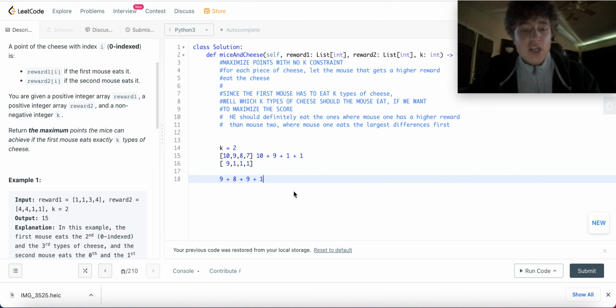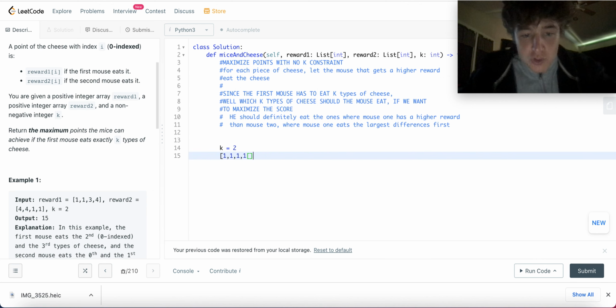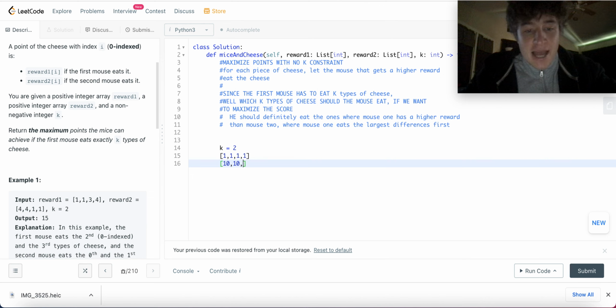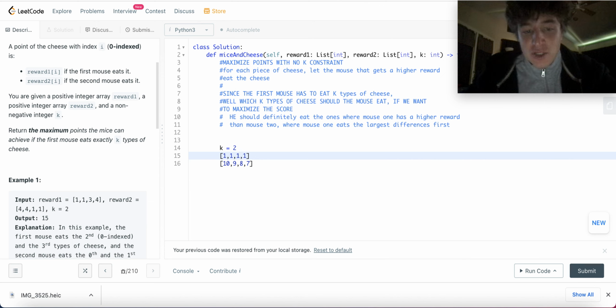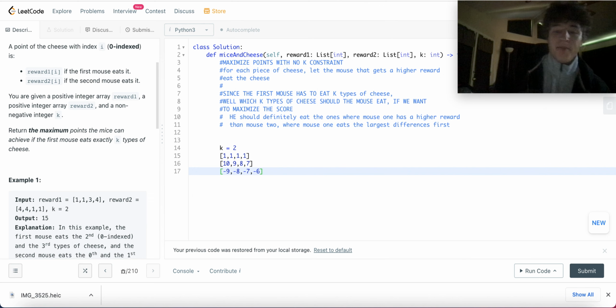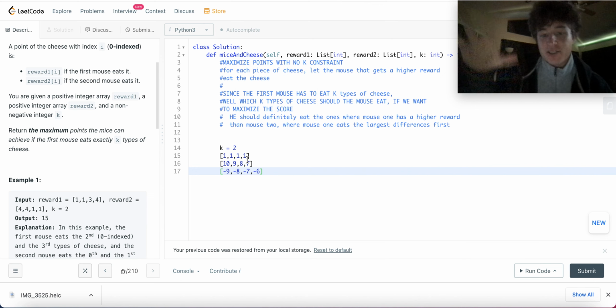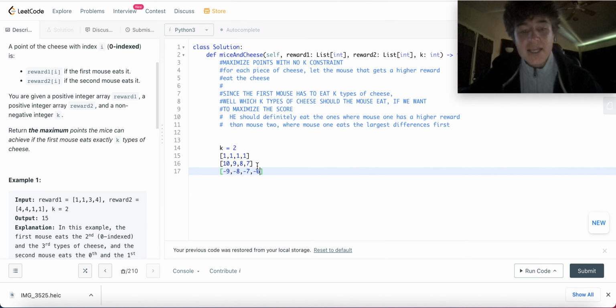And then the flip side, where you can see this is also the same solution, but with another example so it makes sense. Imagine this was the example. Everything's the same for mouse one, but mouse one has to eat two pieces of cheese. But the differences here are -9, -8, -7, and -6. Well, they're all bad choices, right? We're still going to leave a lot on the table, but we might as well choose the largest value, the smallest absolute value, because it's going to leave the least amount lost on the table, right?